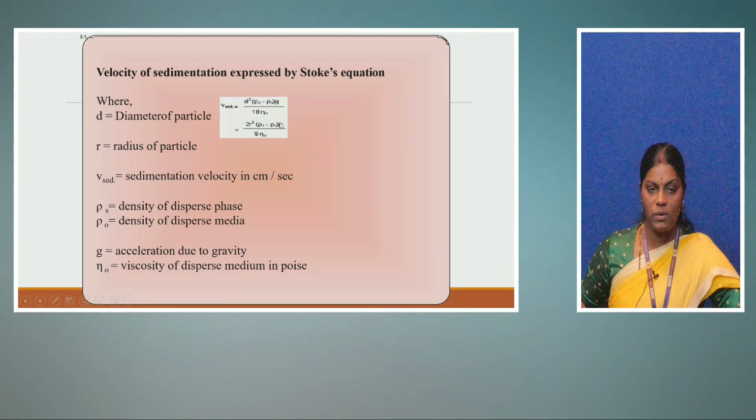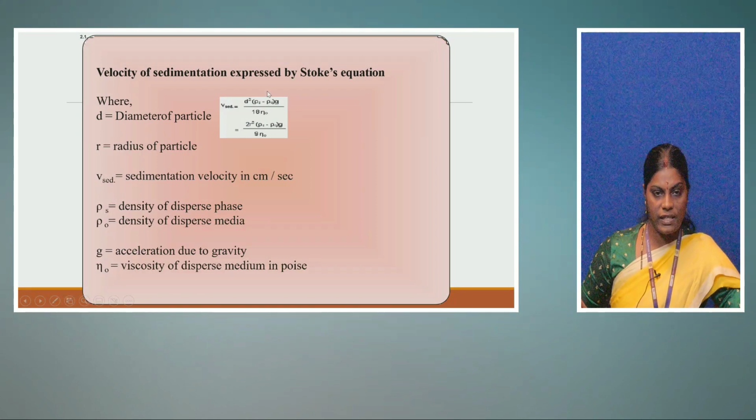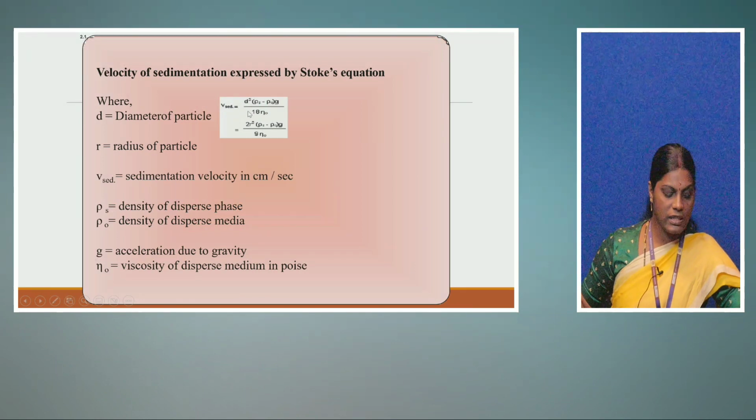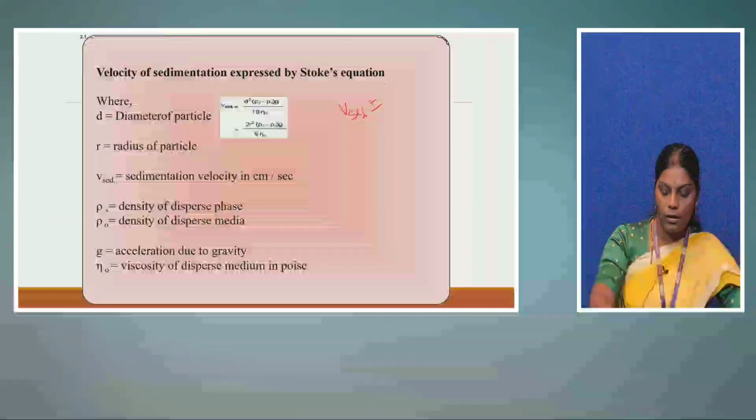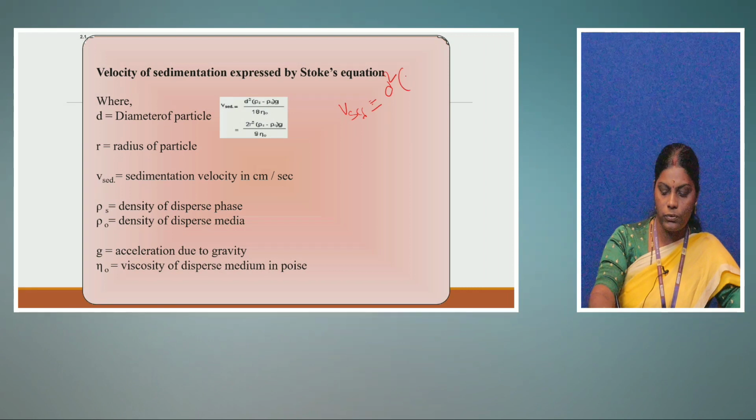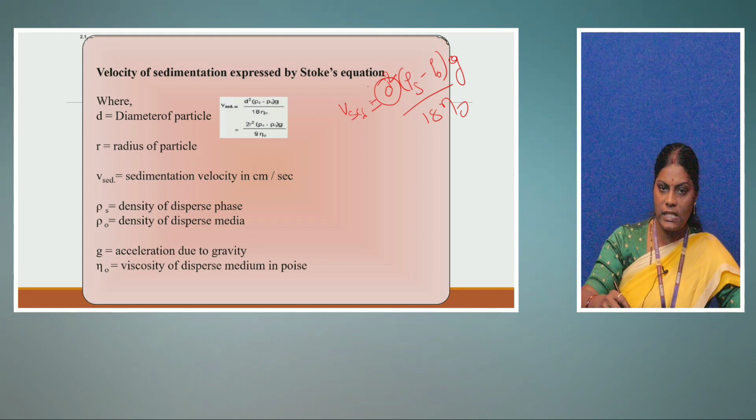Here if you see the Stokes equation, the diameter is present in the numerator. Whenever the numerator value increases, the V value will increase. If you increase the d value, what is the equation? V sediment is equal to d square into rho s minus rho naught into g by 18 eta. Here d is the diameter of the particle, and the diameter is present in the numerator.